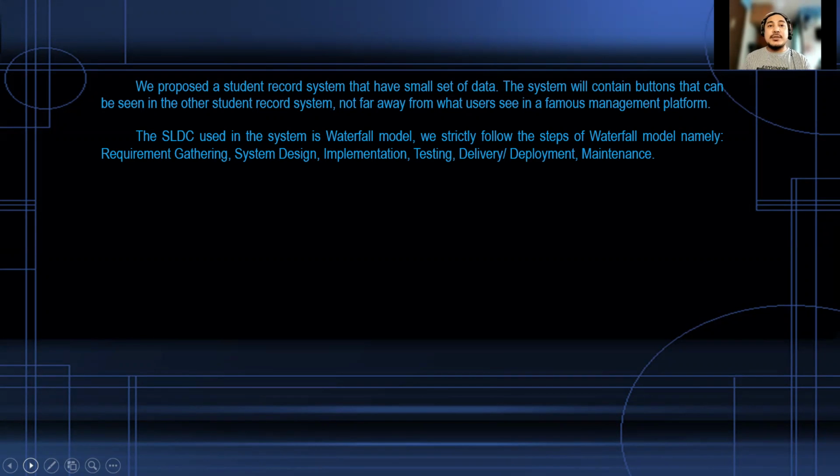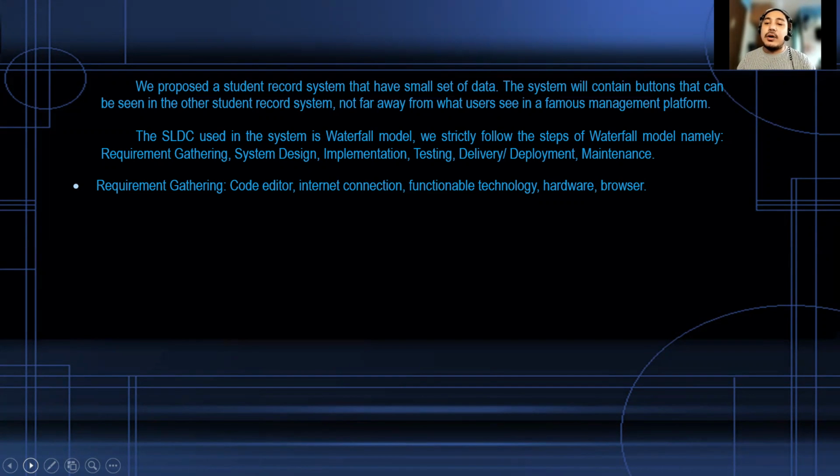The SDLC used in the system is a waterfall model. We strictly follow the steps of the waterfall model, namely requirement gathering, system design, implementation, testing, deployment or development, and maintenance. Requirement gathering: all possible requirements are captured in product requirement documents. Code editor, internet connection, functional technology, hardware, and browsers.